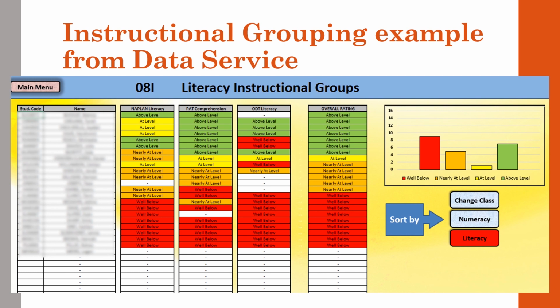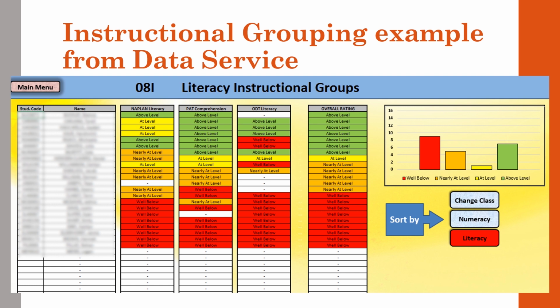What we can see is our list of students, and their results in the 3 different tests. We've got NAPLAN literacy, PAT comprehension, which is a progressive achievement test for reading, and the on-demand test for literacy as well. What the algorithm does is take an average of all of these 3 norm reference tests together, and triangulate it into an overall rating to provide our 4 instructional groups, which are above level, at level, nearly at level, and well below.